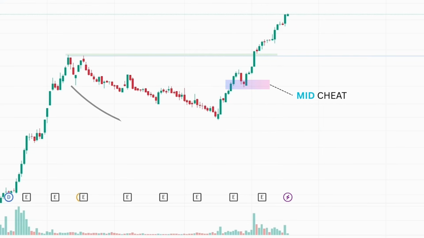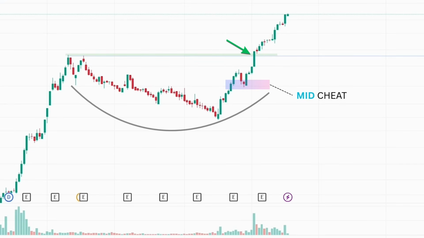Next up is the mid-cheat entry. This usually comes in when about 70% of the cup has formed, roughly the middle to upper part of the base. See, the mid-cheat entry is a refined pre-pivot entry, a spot where the stock starts showing constructive strength inside the base, but hasn't yet crossed the official pivot point.